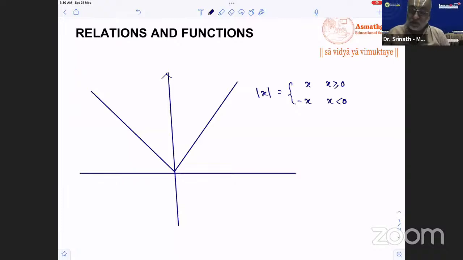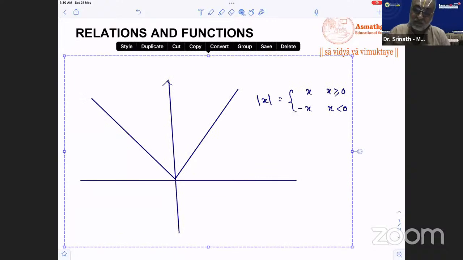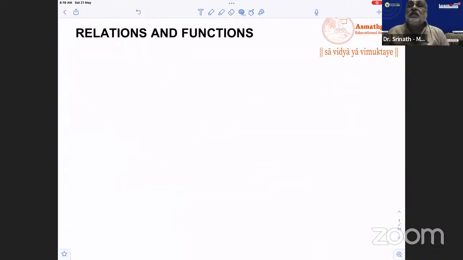And you have also been introduced to the greatest integer function. That greatest integer function is a staircase function, just like a staircase it looks like. What does the greatest integer function do? It always returns an integer value. Whatever number you give, it always returns the integer value that is the greatest integer less than or equal to x.